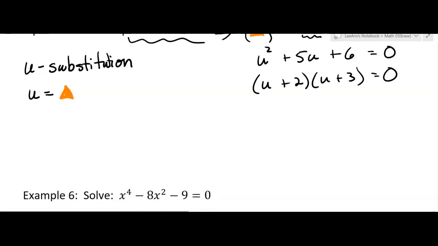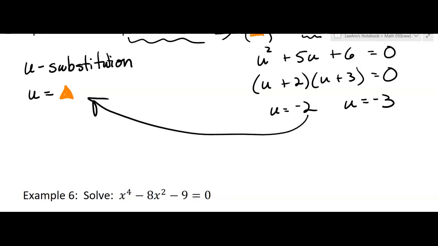And so we get two solutions, right? We get U could be -2 and U could be -3. Okay. Now, with my made-up example with the orange triangle, I'm going to stop right there. But you have to go back and solve for the variable, which is usually x on these. Solve for variable. And I'll show you how to do that, okay? But that's the idea of what's called the U substitution.